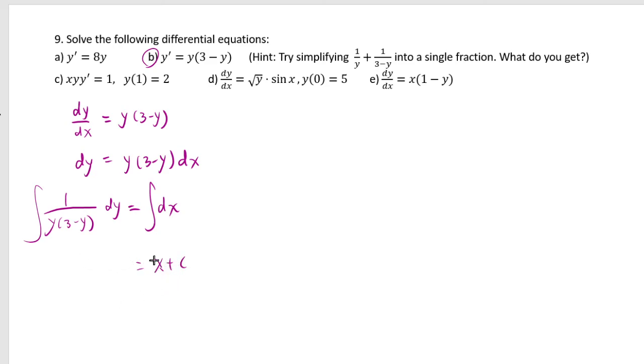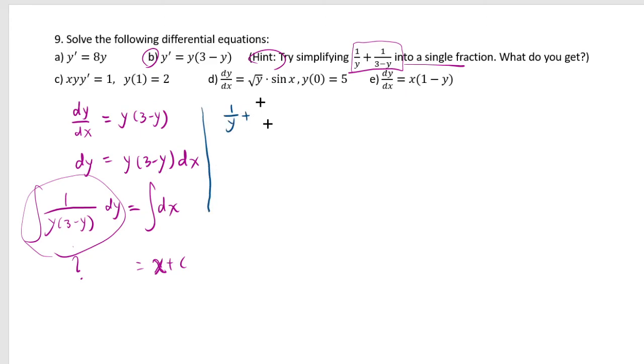What's not so clear is how do you integrate this? And the hint here says try simplifying this into a single fraction. Okay, so let's see what that hint gives us. Let me change some colors so it's easier to distinguish. So if you do 1 over y plus 1 over 3 minus y, in order to make this into a single fraction, you need common denominators. So I'm going to multiply 3 minus y to the first fraction, and for the second fraction I'm going to multiply y, so that they both become y times (3 minus y) as the common denominator.